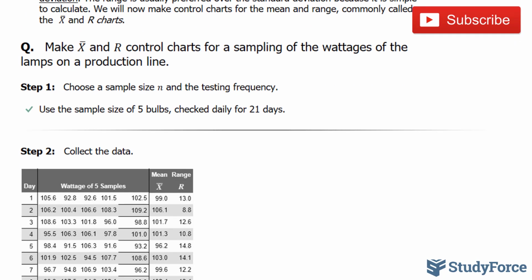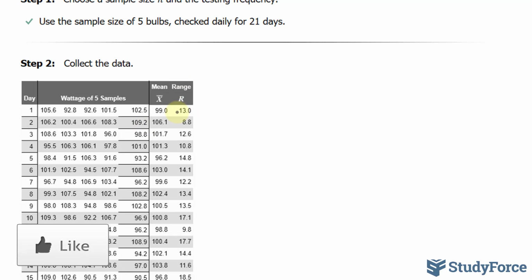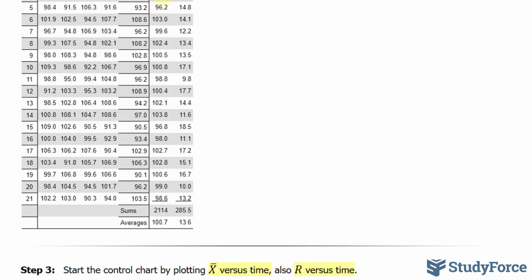And here's a sample of data for the 5 bulbs that you check every day. Take a look. Day 1, bulb 1, 2, 3, 4, and 5. These represent the wattages of each bulb. I took the mean of each row, and it happens to be 99, and the range is found by subtracting the lowest number from the highest number. So if I subtract the lowest observation of 92.6 from 105.6, I should end up with 13. So you want to do this for the next 21 days. You want to sum up the averages and the ranges, which will be used in step 4.